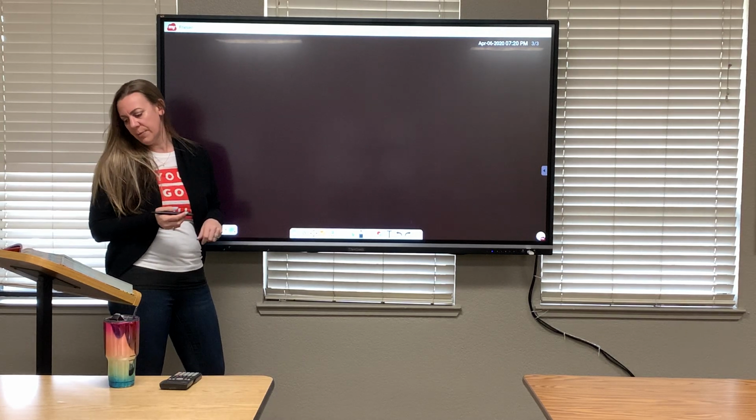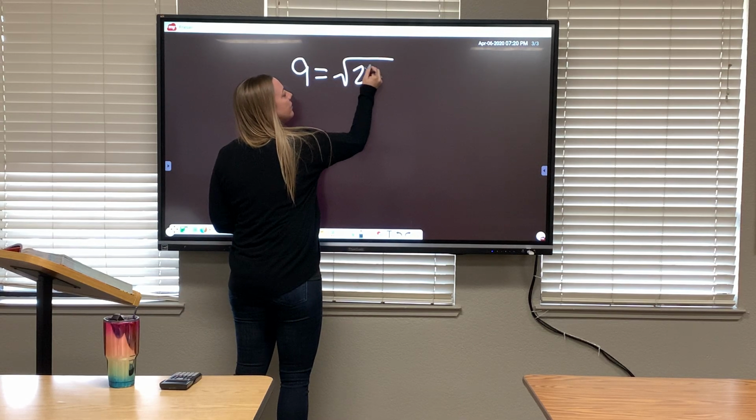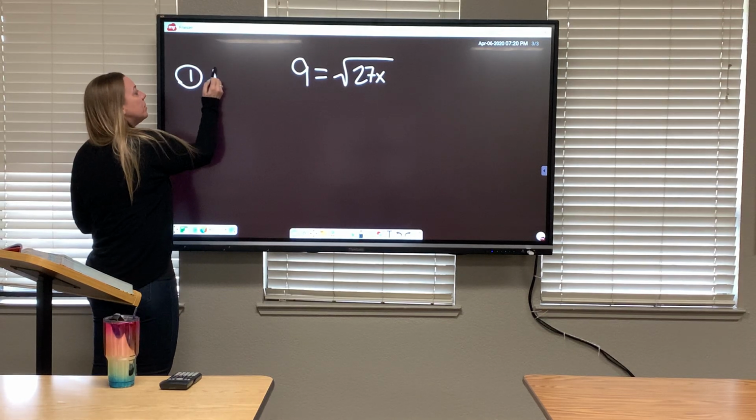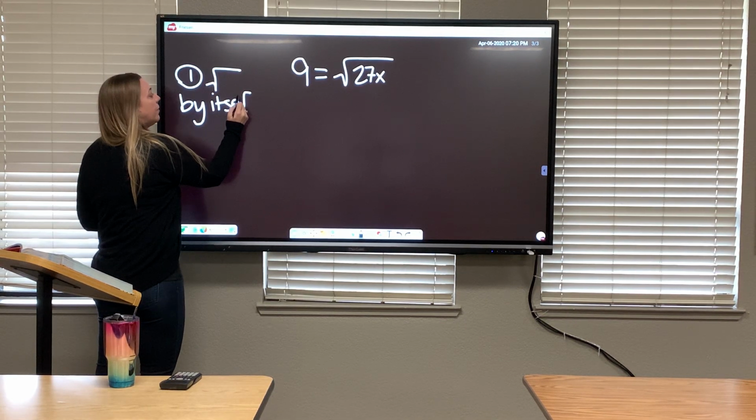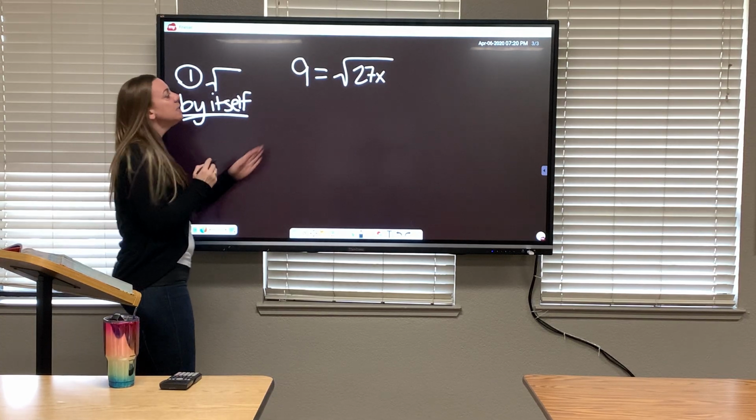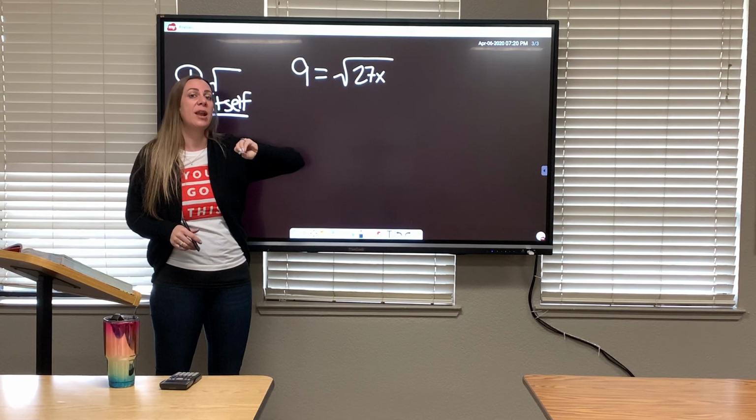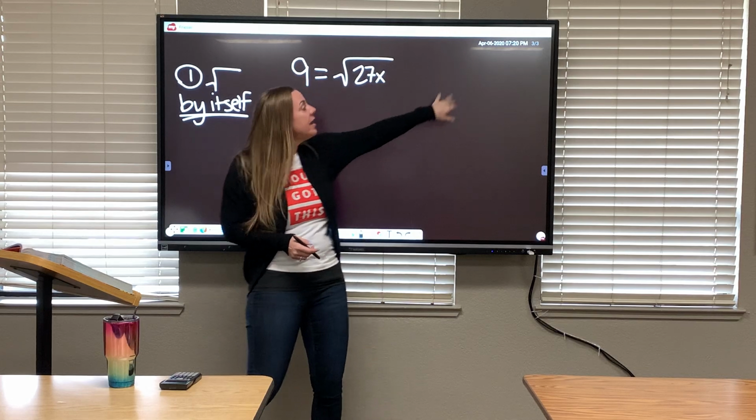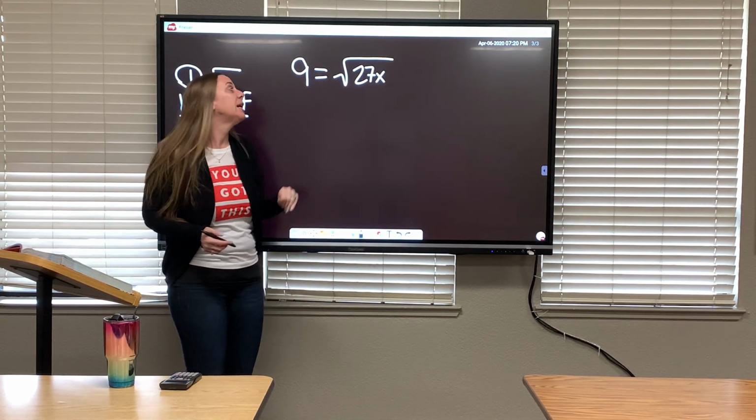So let's say I have something like 9 equals the square root of 27x. My first thing I want to check is the radical symbol has to be by itself. So that's the first thing I want to double check. Is the radical symbol by itself? Yes, because everything there is inside of the radical. If there was something being added to it or subtracted from it, then I would have to move it to the other side. But right now I have the radical symbol on one side of the equal sign by itself.